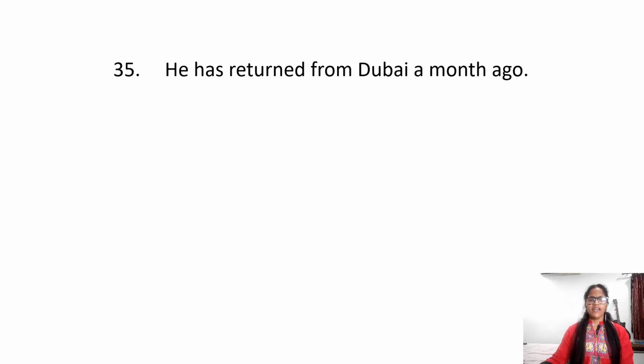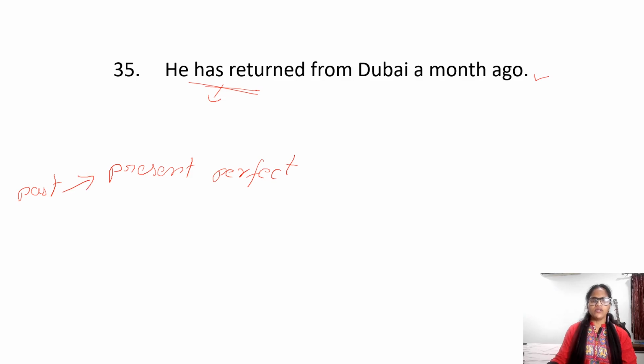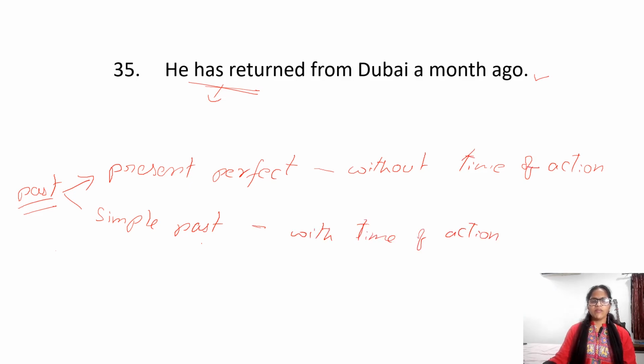Next sentence, "He has returned from Dubai a month ago." Okay, the sentence is in present perfect tense. To talk about a past action, we use either present perfect or simple past. Both present perfect tense and simple past tense are used to talk about past action. So which tense needs to be used to talk about which past action? When the time of action is not mentioned, we should use present perfect. When the time of action is mentioned, we should use simple past.